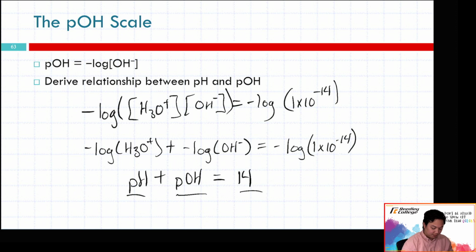So if you have pOH, you can calculate pH. If you have pH, you can calculate pOH, because they're always equal to 14. And then from there, you can get the concentration in molarity. And then if you have the volume, you can calculate the number of moles.